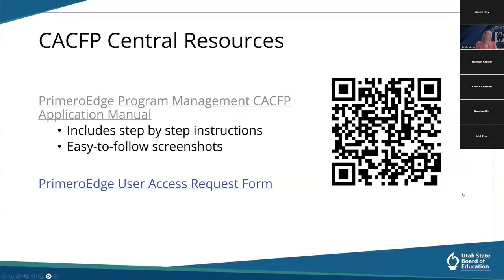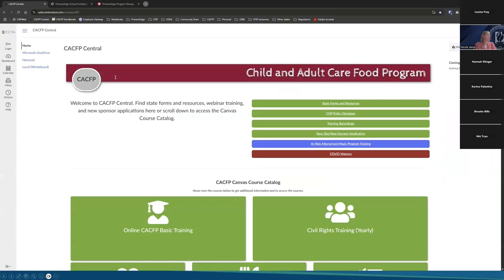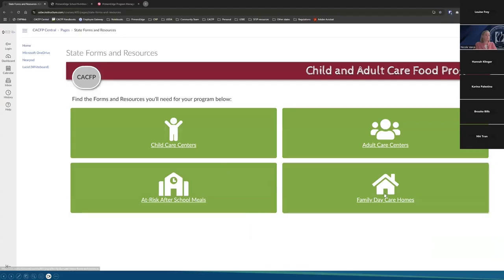This QR code will take you to CACFP Central. If you don't have it, we can also include the links in the resources that we put out. But CACFP Central looks like this. If you go to State Forms and Resources, and then you can click on whichever one of these describes you best. The information I'm going to share is on all of them.